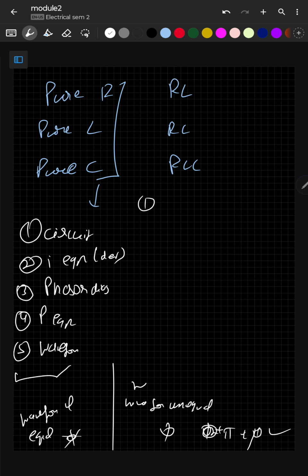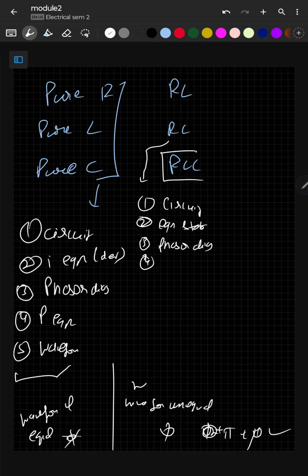RLC is slightly exceptional. For these 2 I'm telling right now. You have to write the circuit diagram. Current equation derivation is not required, just the equation you can state. Then phasor diagram, voltage triangle, impedance triangle. In the impedance triangle, the cos phi value also you can mention. Power equation, waveform. These things you have to write.